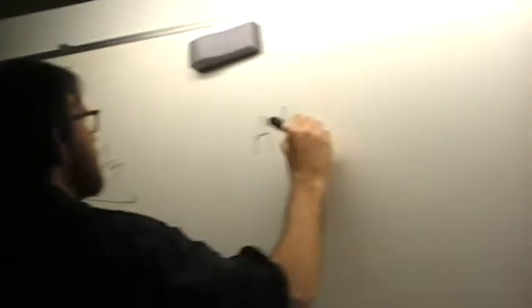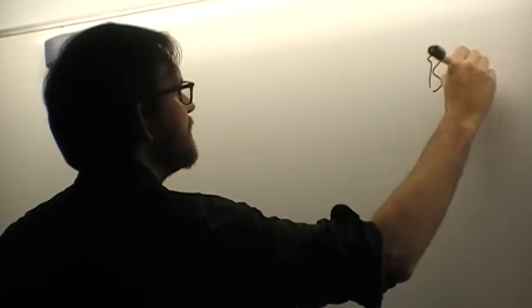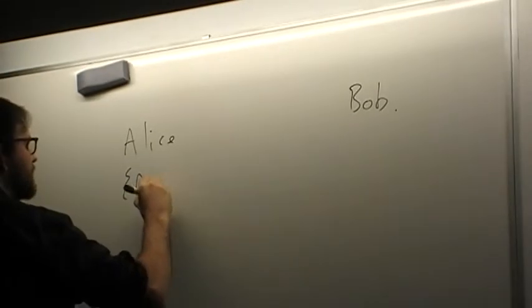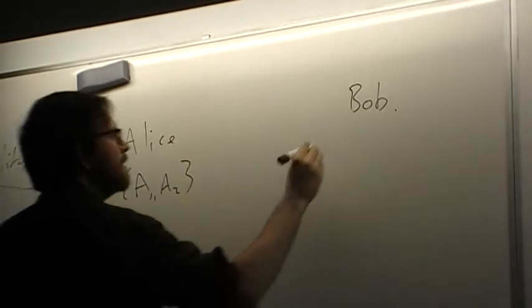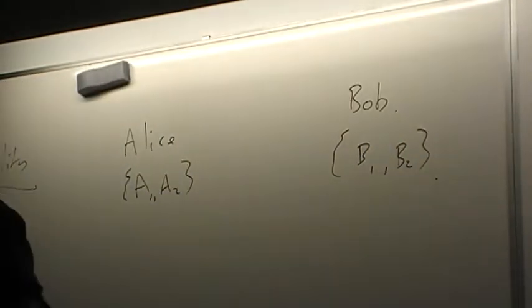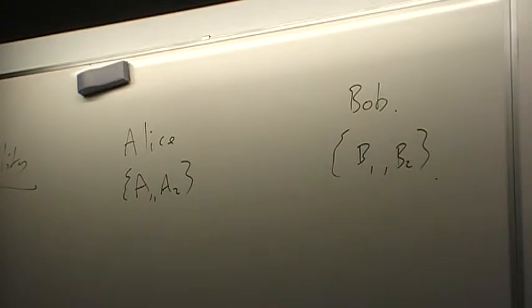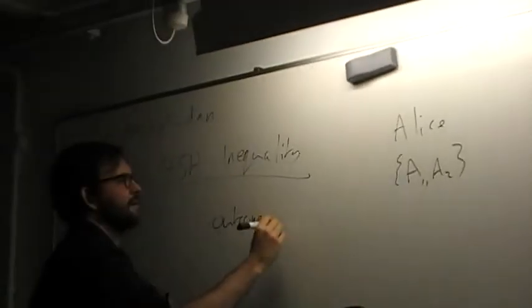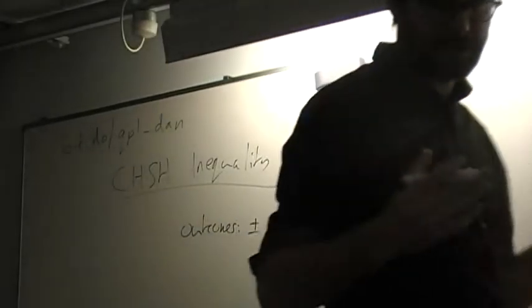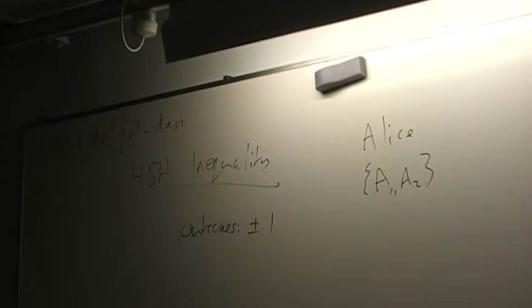And in particular, we have a nice two-person experiment. Alice and Bob have long-separated labs. Each measures one of two observables. Let's call them A1 and A2, and Bob, B1 and B2. It's all nice and familiar. The outcomes of these measurements are plus and minus one, so you can think of them as Pauli observables that they're measuring.